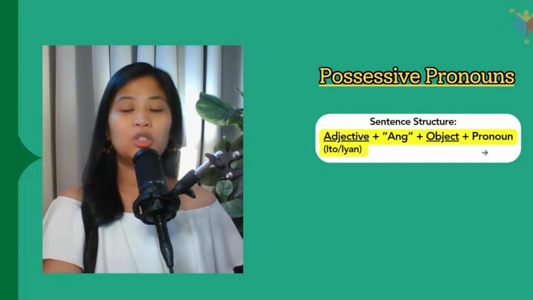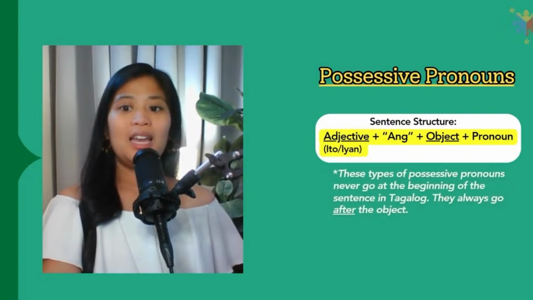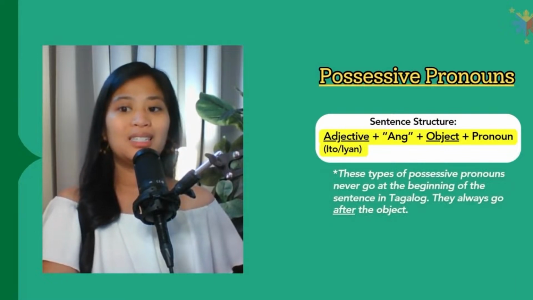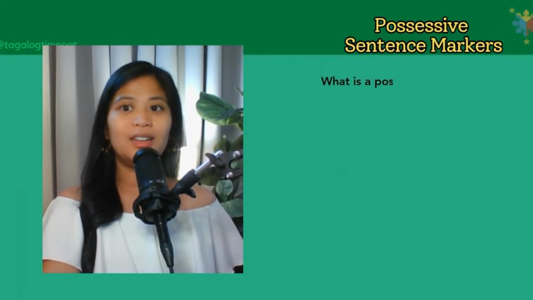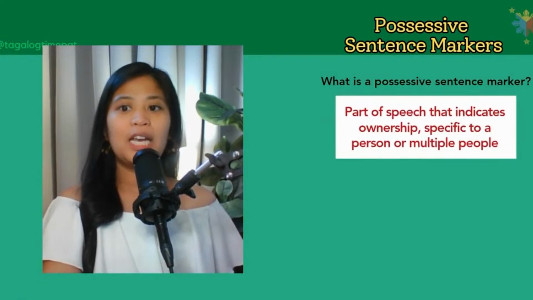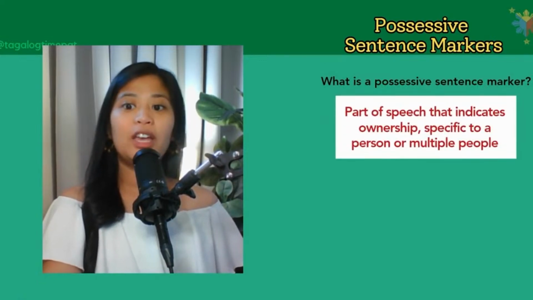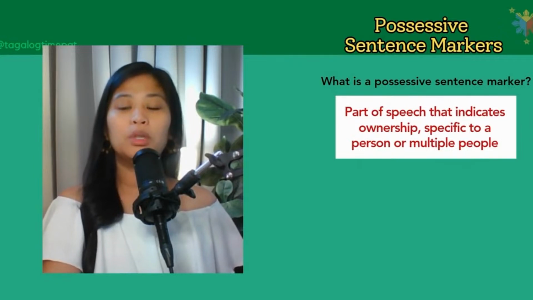So that's the sentence structure. And then remember that these possessive pronouns never go at the beginning of the sentence. They always go after the object, okay? Now I want to take a look at some possessive sentence markers. What is a possessive sentence marker? Well, it's a part of speech that indicates ownership specific to a person or multiple people.